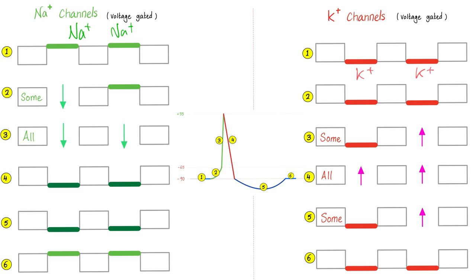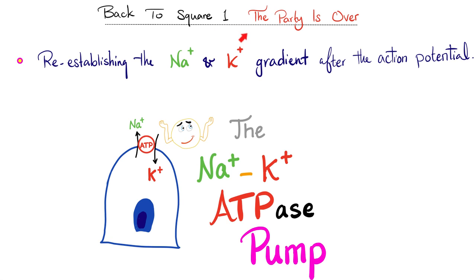It just looks sexier. Alright, we're done with the action potential. Let's go back to square one because the party is over. Who's going to do this? The sodium-potassium ATPase pump is going to re-establish the gradient. Dish the sodium out, dish the potassium in.